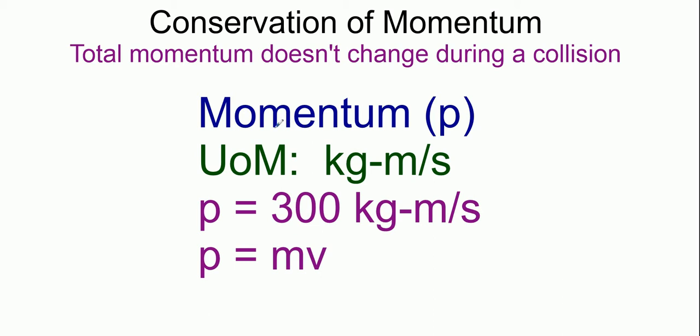Just to remind ourselves, momentum unfortunately has a little p for its symbol. The unit of measure is the cumbersome kilogram meter per second. So we would say P equals 300 kilogram meters per second. And our formula is little p equals mv.